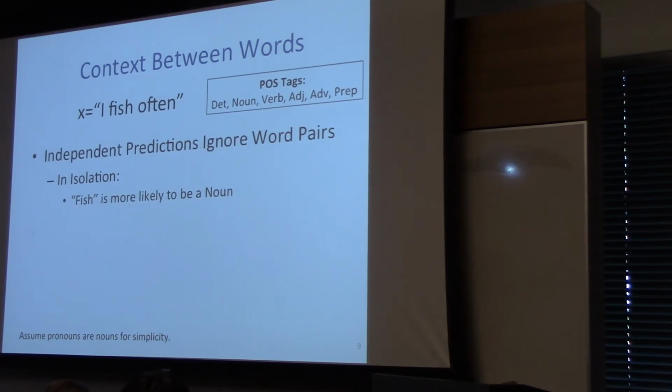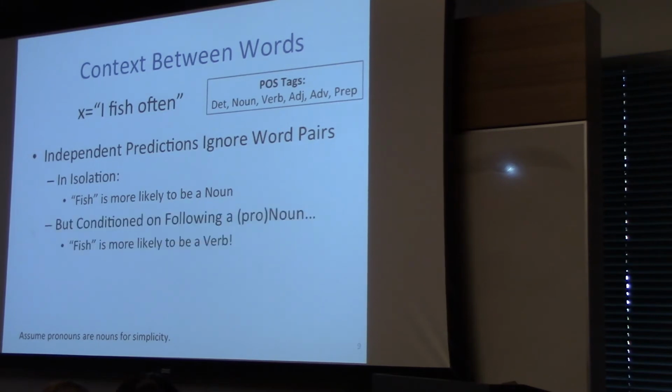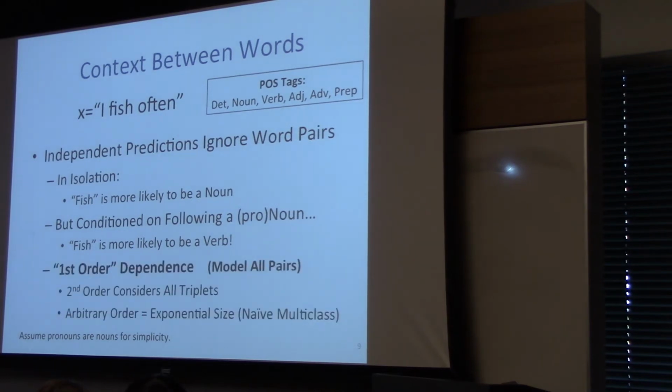We're ignoring the context between words. Right. Independent predictions ignore word pairs, for example. Fish in isolation, in the absence of other information, is more likely to be a noun. But conditioned on following a noun or a pronoun, fish is more likely to be a verb. Right? You don't often see noun, pronoun, noun as a part of speech tag sequence in the English language or any other language. So if you just look at pairs of words, this is called a first order dependence.